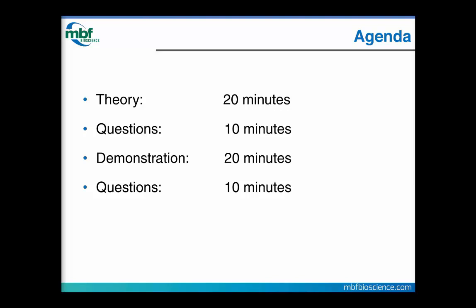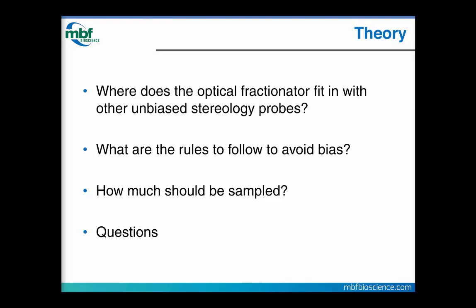So the theory, the first part of the webinar, is going to have to do with how does the optical fractionator fit in with the other unbiased stereology probes? What are the rules we need to follow to avoid overcounting cells? And how much should we sample in order to get a good snapshot of what's going on and tease out any differences there might be between the means of the experimental and the control group? Then we'll pause for questions.